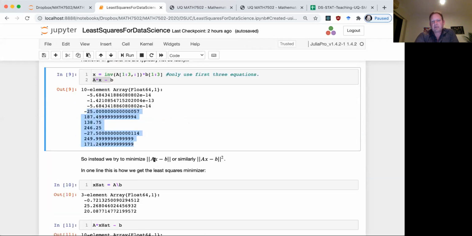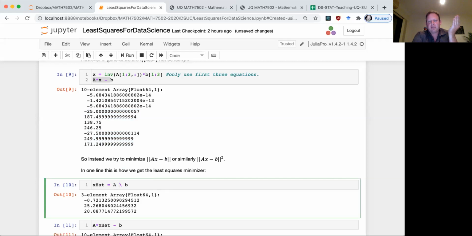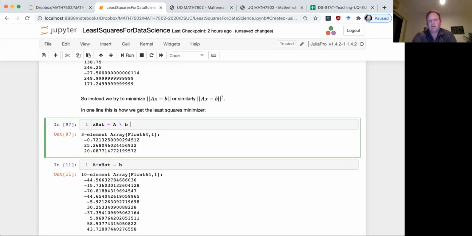Okay, so instead, as we said, we try to minimize the norm of AX minus B, or similarly, the norm of AX minus B squared. The value of this is not like the value of that, but the minimizer is the same. Now, since the time of MATLAB, and that still exists in Julia, the backslash operator that solves systems of equations also solves least squares. So if you do x hat equals A backslash B, this solved the least squares, equivalent to multiplying by the pseudoinverse. Okay, that's what it did.